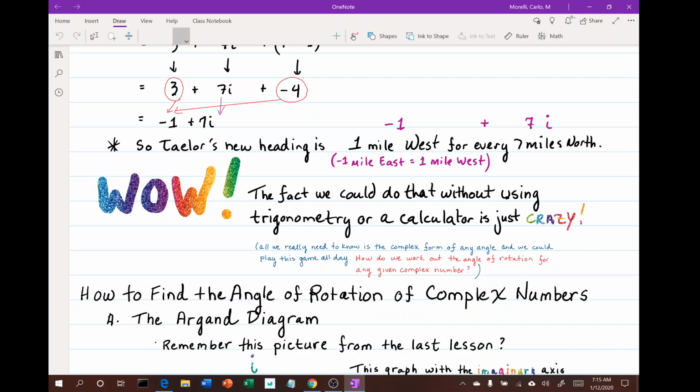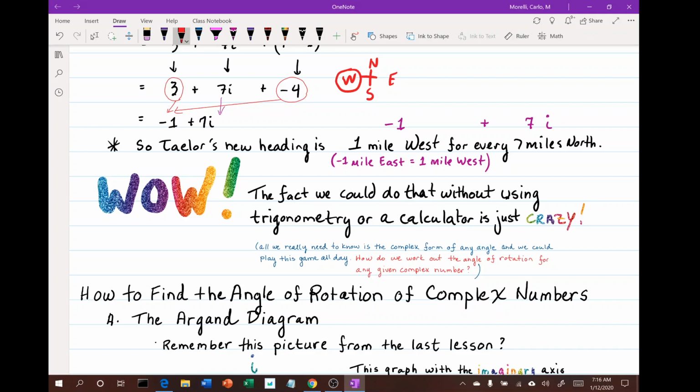So we have this new complex number here, negative 1 plus 7i. So Taylor's new heading is 1 mile west, which is the same thing as negative 1 mile east. You know, if you're confused about that, you've got north, south, east, and west. So the concept of negative east is just west. All right, so her new heading is negative 1 mile east, which is the same thing as saying 1 mile west, for every 7 miles north, negative 1 plus 7i.